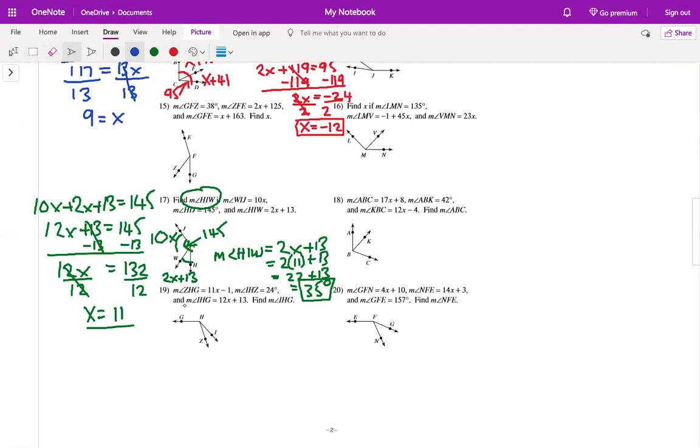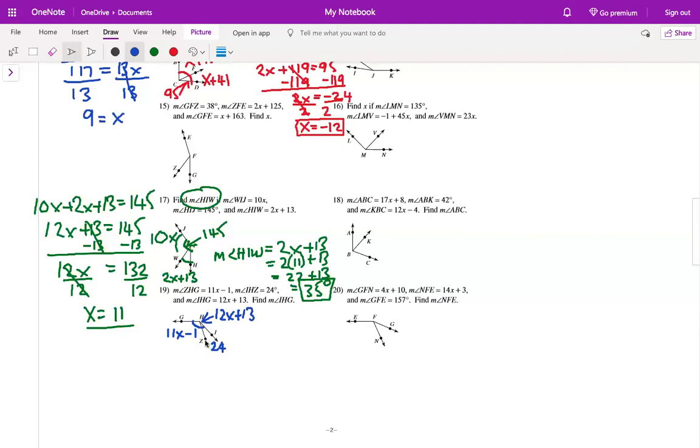All right, let's see what we have. We have the measure of angle ZHG, this larger one here, and this one is 11x minus 1. Okay, the measure of IHZ, the small one here, is 24 degrees. And the measure of IHG, the large outer one, the resulting angle here, is 12x plus 13. And we have to find the measure of angle IHG.